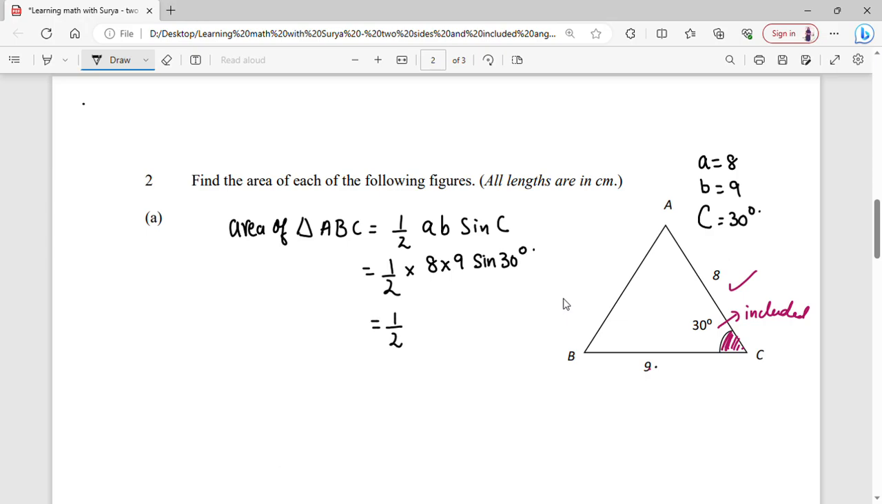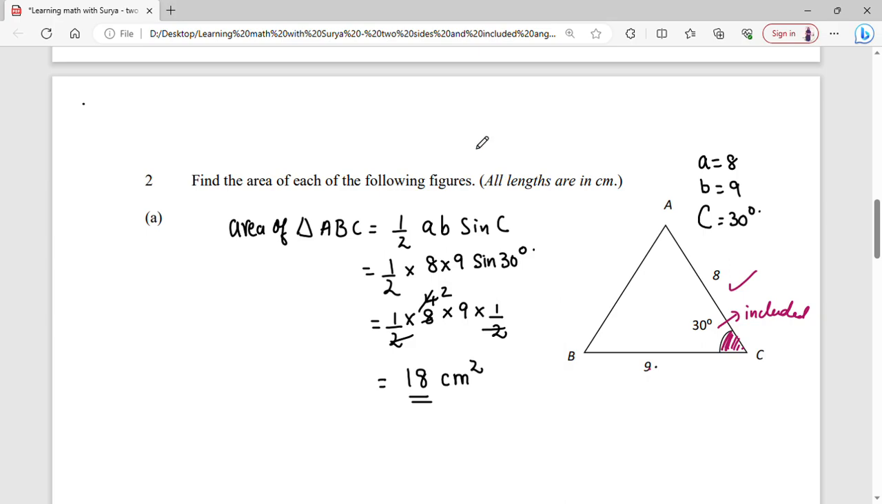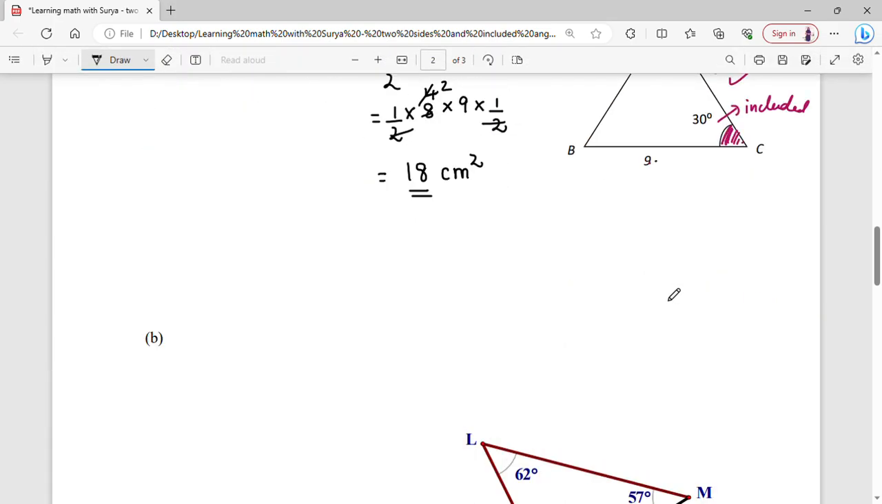So this becomes half times 8 times 9 times sine 30, which is another half. Okay, so this will get cancelled. 2 fours, 2 will get cancelled 2 times, or 2 times 9 is 18. Since all the units are in cm, it becomes 18 cm square. And yes, so using this formula, you could do this, right? Okay, let's go on to the next one.